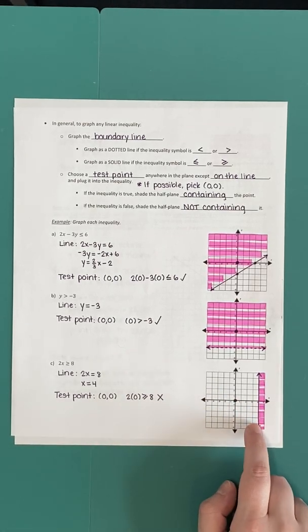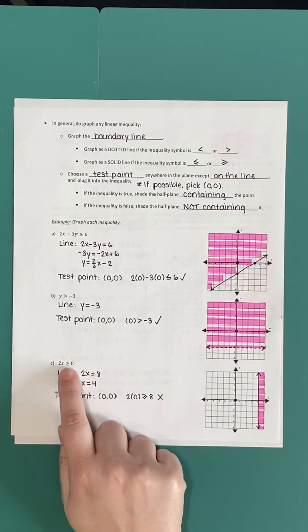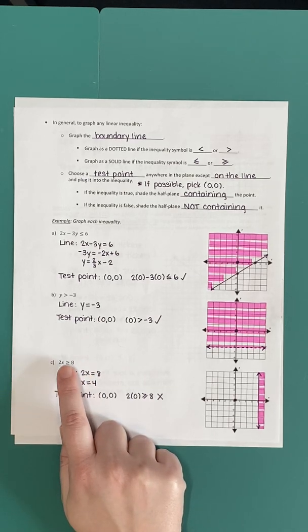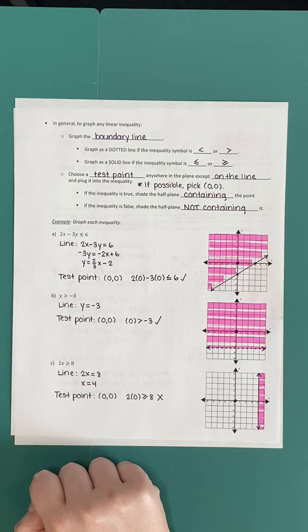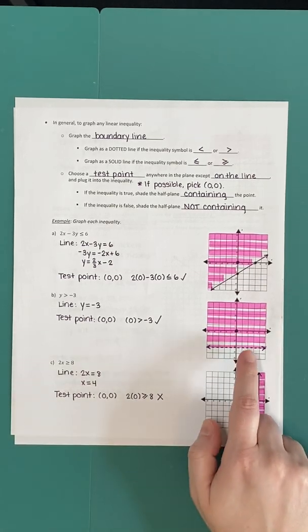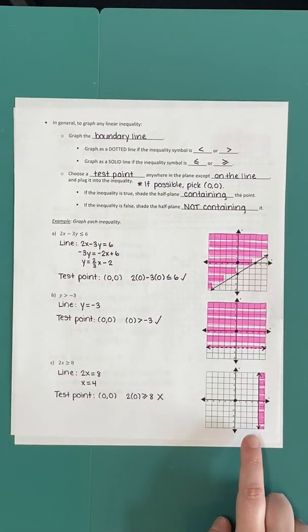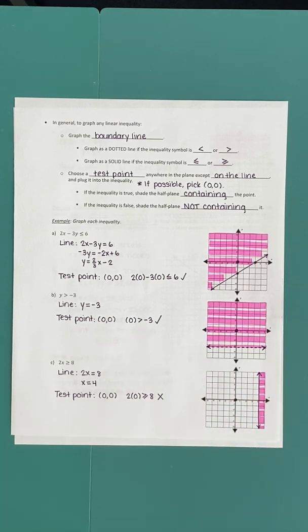Now we know to graph this as a solid line because our inequality sign is greater than or equal to. That equal to part tells me that it's going to be a solid line. It tells me that not only is this the boundary that separates one side of the coordinate plane from the other, but the boundary itself is part of my solution. So the greater than portion corresponds to a half plane. The equal to portion corresponds to the boundary line that we do want as part of our solution.